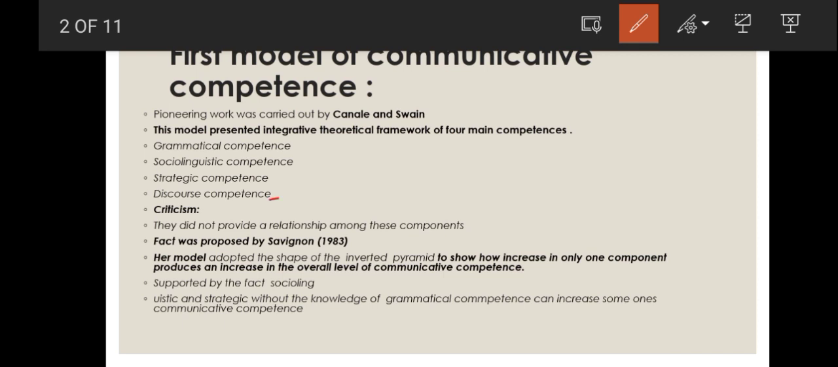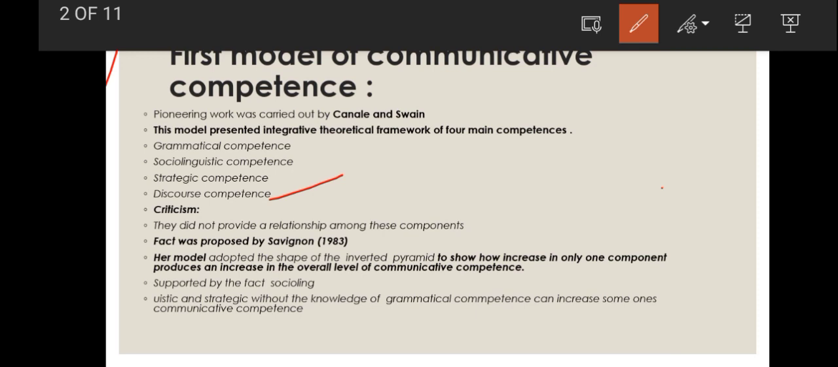Now the fourth one is discourse competence. Basically, discourse competence is concerned with the coherence and cohesion of spoken or written text. It deals with the stickiness of the text or your conversation, how the points are interrelated to each other. It also includes the rules or the grammatical way of your talking. Discourse competence is something like that.